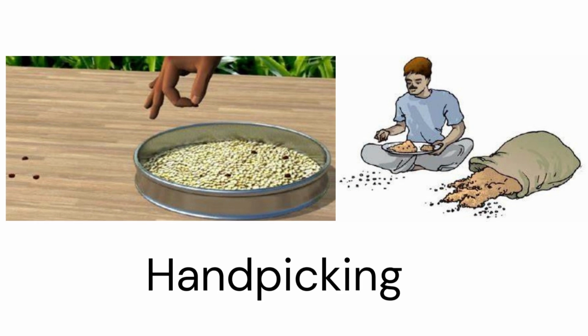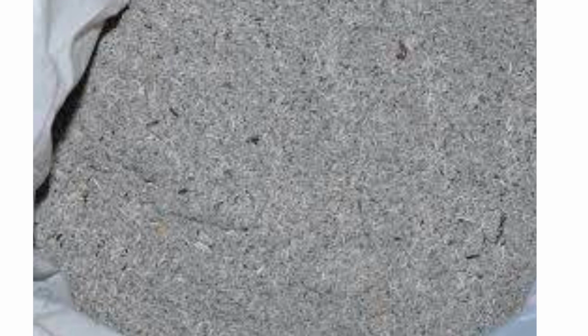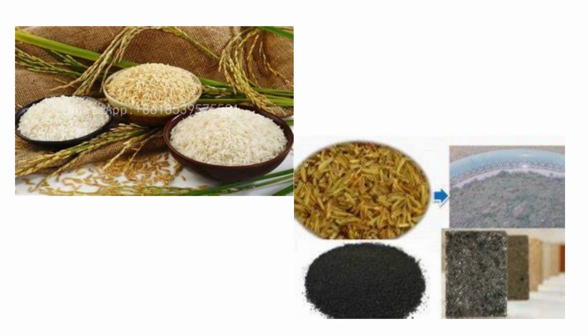This method of hand picking can be used for separating slightly larger size impurities like particles of dust, stone, and husk from wheat, rice, or pulses.